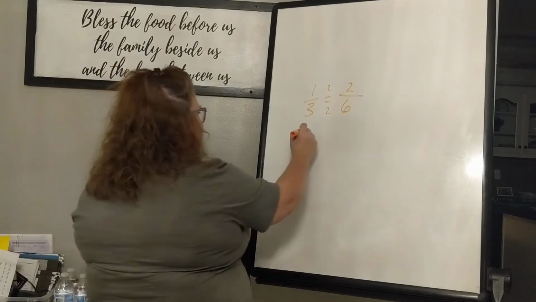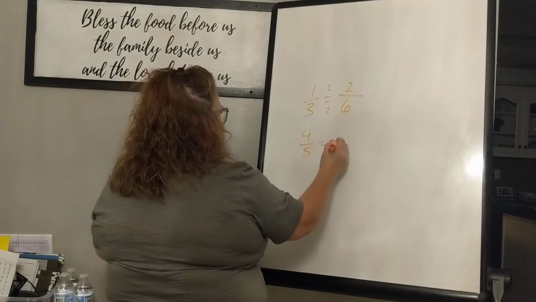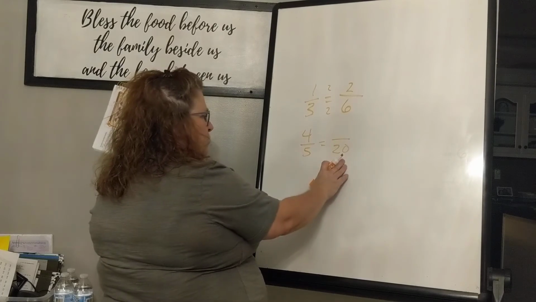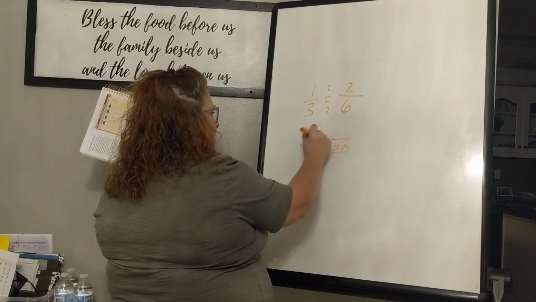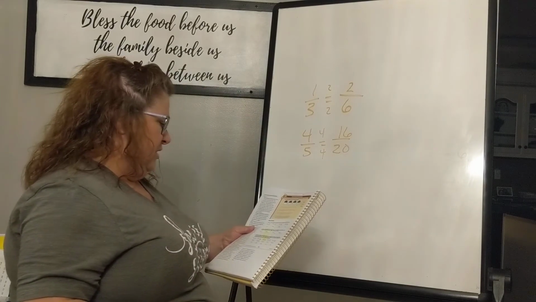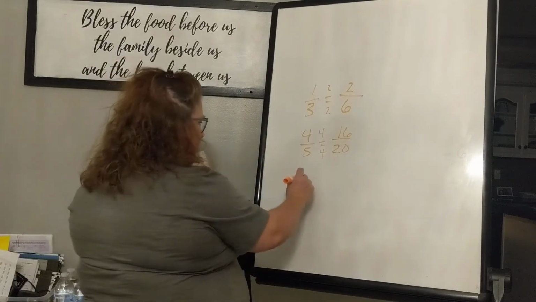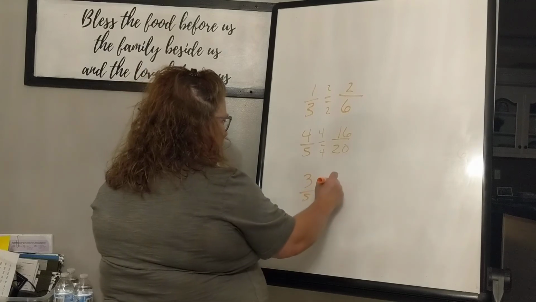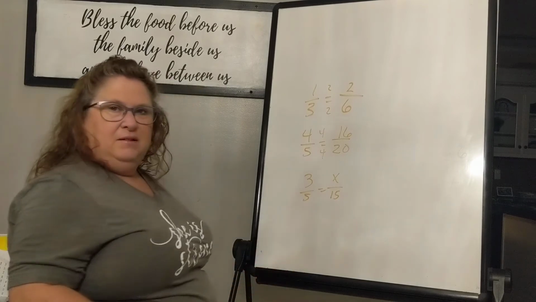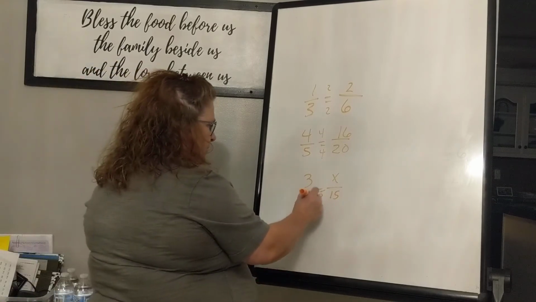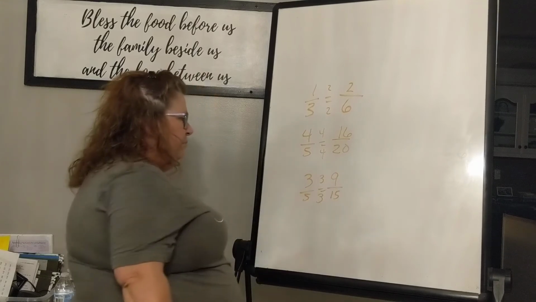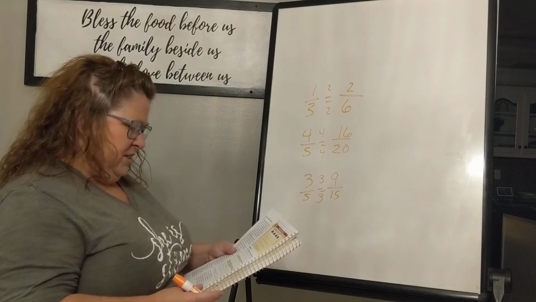If we have 4/5 equal blank over 20, what did we multiply 5 by to get to 20? 5 times 4 is 20. 4 times 4 is 16. We just made equivalent fractions. If we have 3 over 5 equals x over 15, what did they multiply 5 by to get to 15? They multiplied it by 3. 3 times 3 is 9. Boom. We just made equivalent fractions.